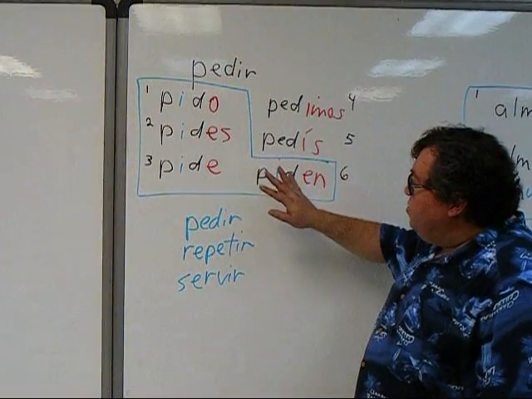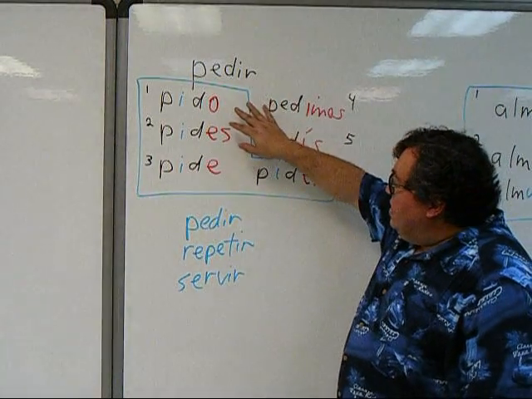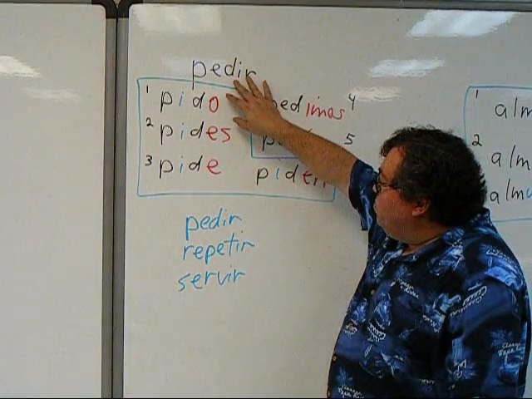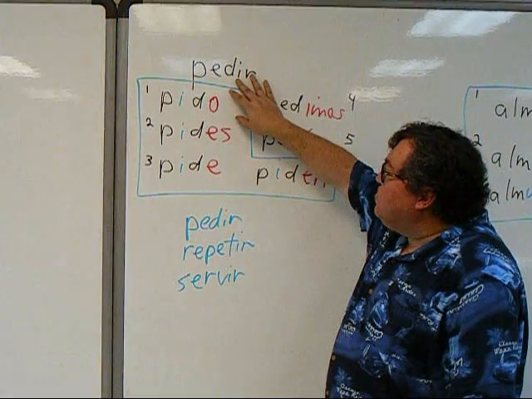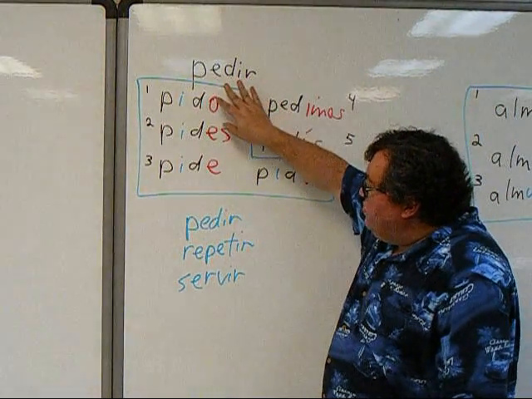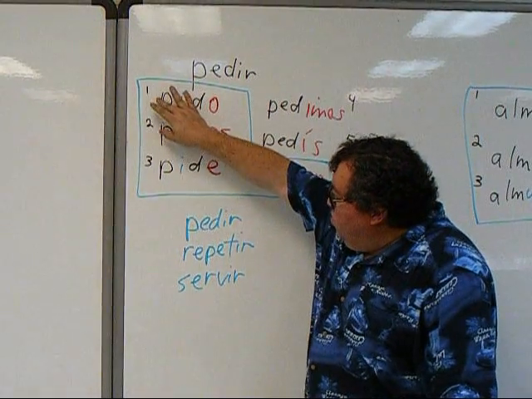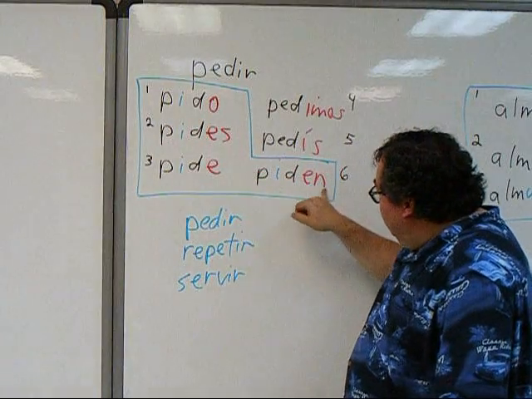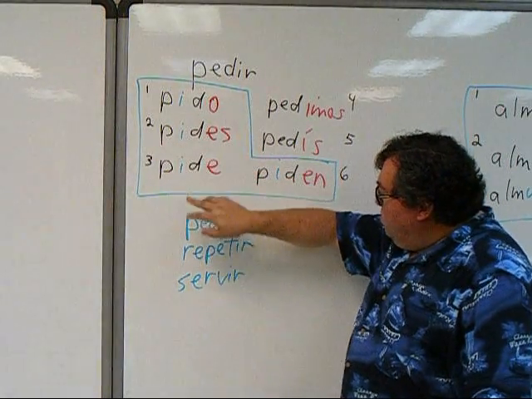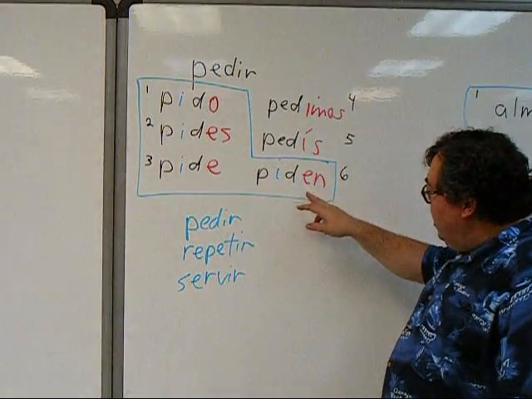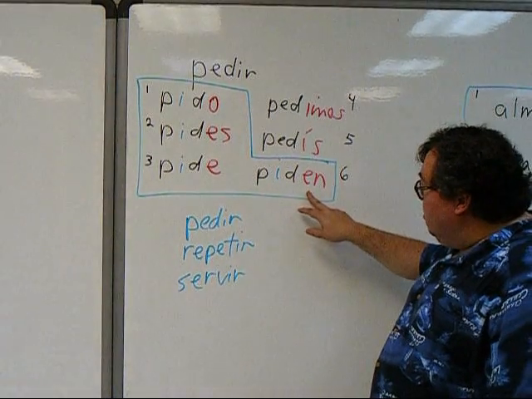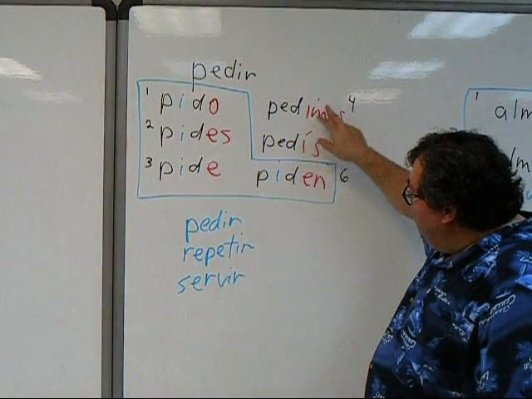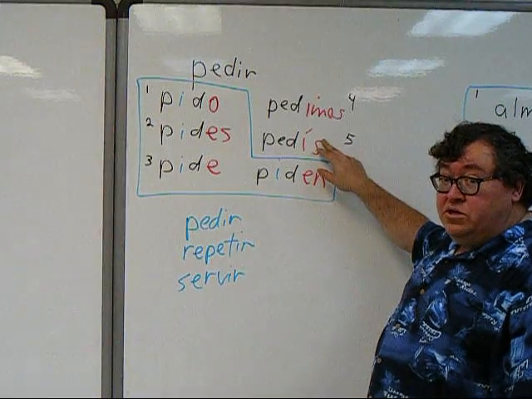Okay, now we're talking about verbs that are E to I. In this example, we have the verb pedir, to order or ask for. Notice again that the stem changes occur in 1, 2, 3, and 6. The yo form, the tú form, the usted form, and the ellos, ustedes form, slot 6. And again, the we form and the vosotros form don't stem change.